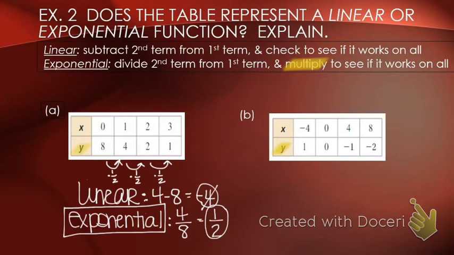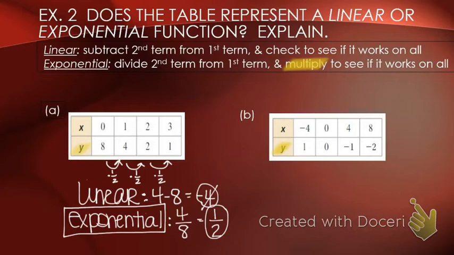And listen, it says explain. If you show me that work, that's your explanation as far as I'm concerned. That shows me that you understand there's a pattern of multiplying by 1/2. If you choose not to show me work, then I'm looking for a sentence explaining why you picked exponential. So if I were you, I would just show me the work.